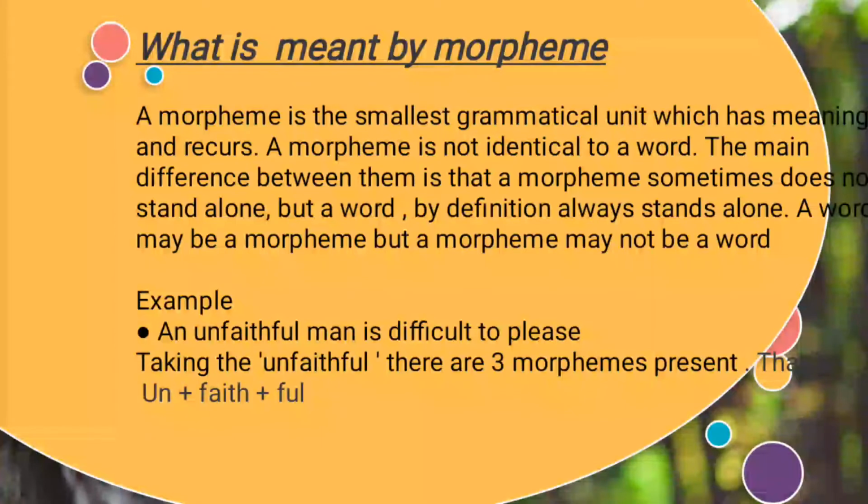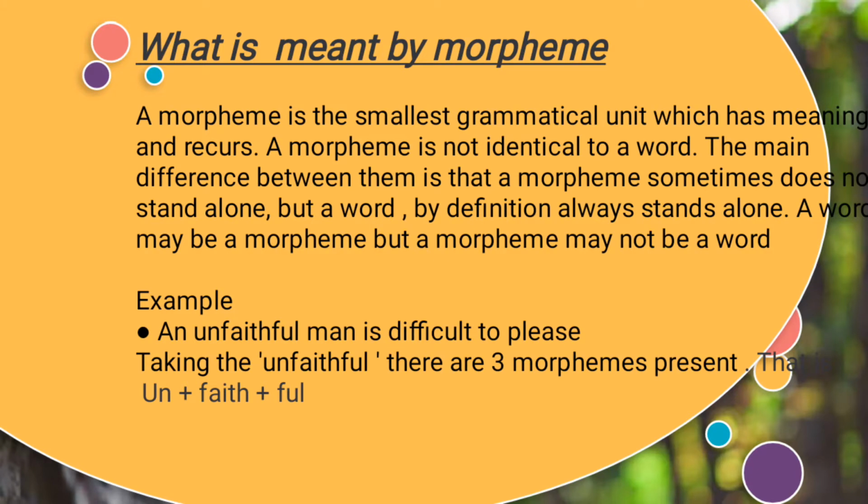Now, what is a morpheme? What is meant by morpheme? A morpheme is the smallest grammatical unit which has meaning and recurs. A morpheme is not identical to a word. The main difference between them is that a morpheme sometimes does not stand alone, but a word, by definition, always stands alone. A word may be a morpheme, but a morpheme may not be a word.